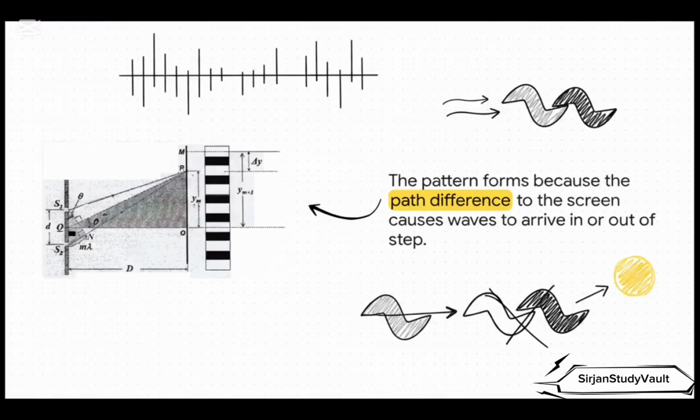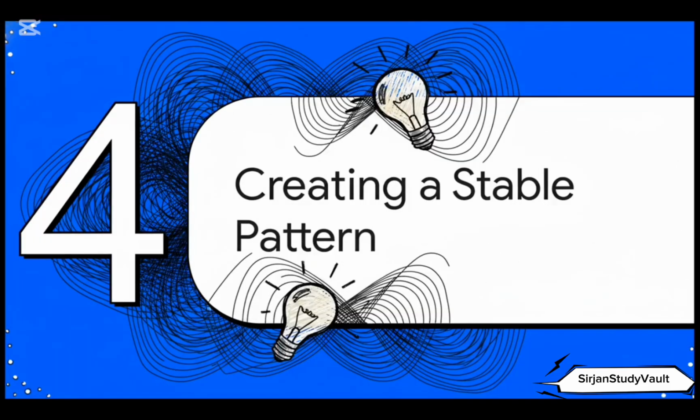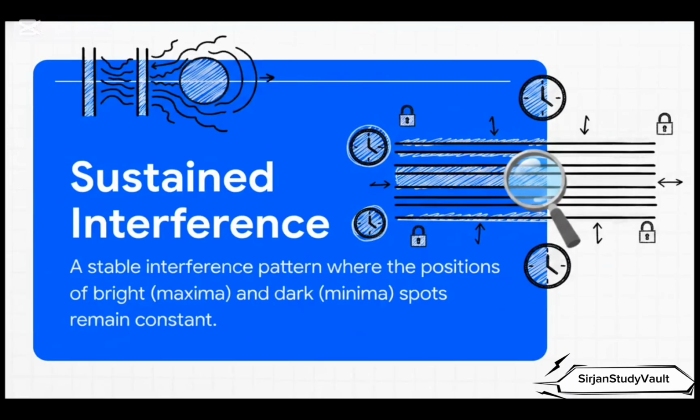But to actually see this beautiful, steady pattern, you can't just use any old light sources. The conditions have to be just right. What we're trying to get is called sustained interference. That just means the pattern of bright and dark stripes doesn't flicker or dance around. It holds perfectly steady so we can actually study it. And to pull that off, you gotta follow a few rules.